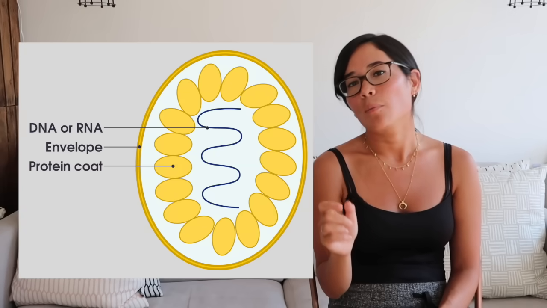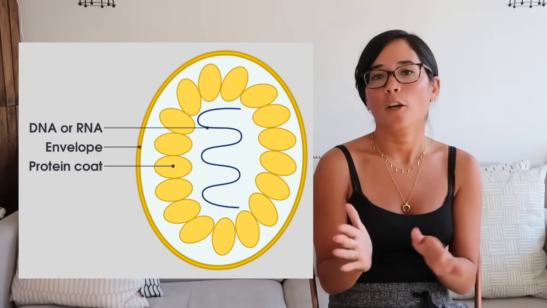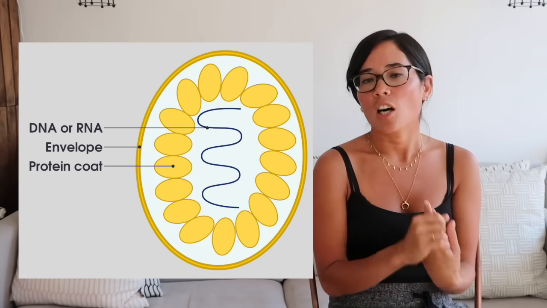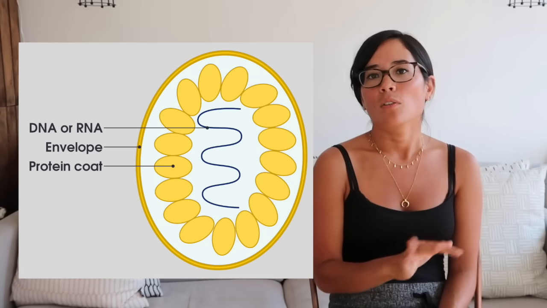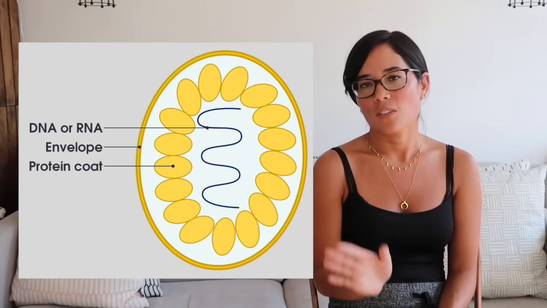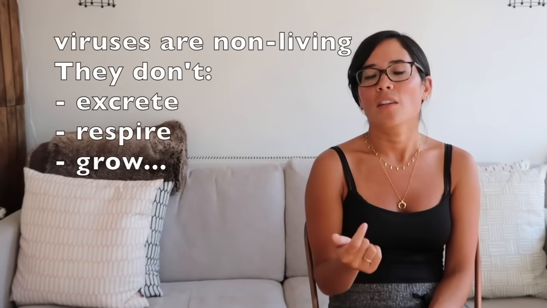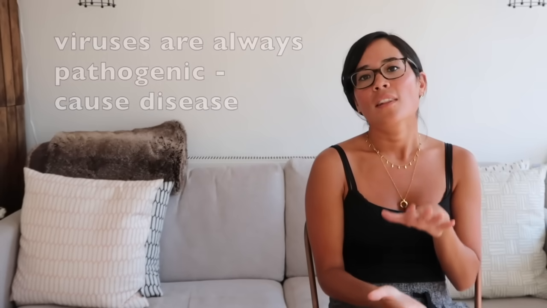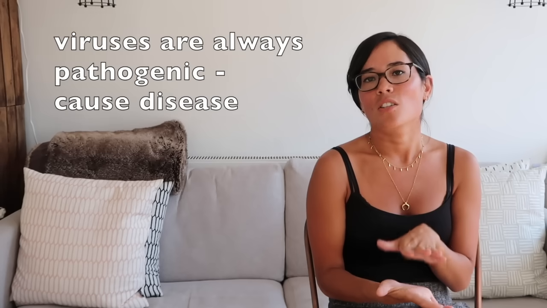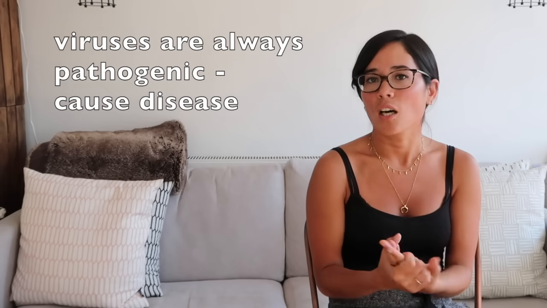They're far more simple because they're simply made out of a protein coat which surrounds either DNA or RNA. They don't have any of the typical organelles you would find in other types of cell. Crucial thing here, as I've already said, is that they're non-living. They do not excrete, they do not respire, they do not grow. They're always pathogenic. There's no such thing as a good virus. They're always out to hurt you.